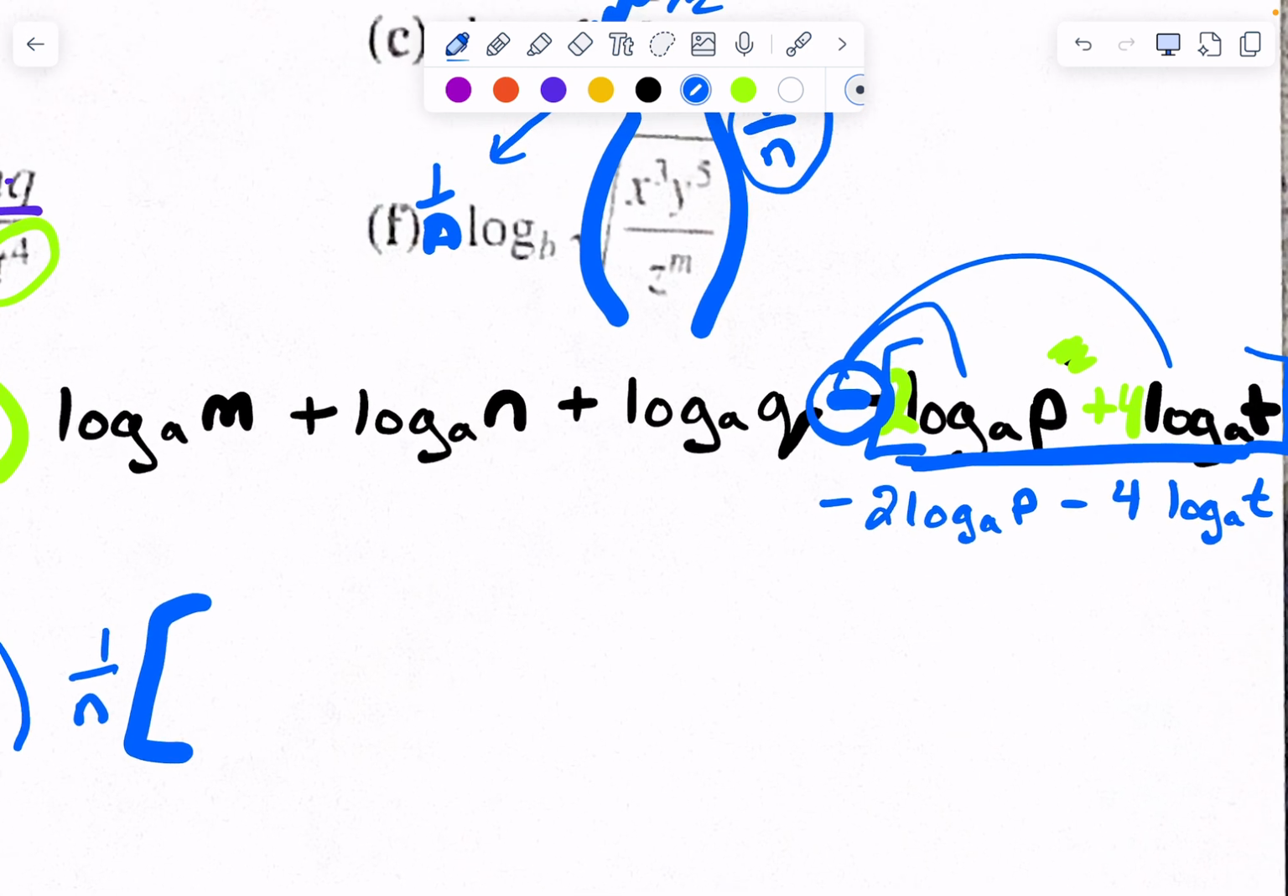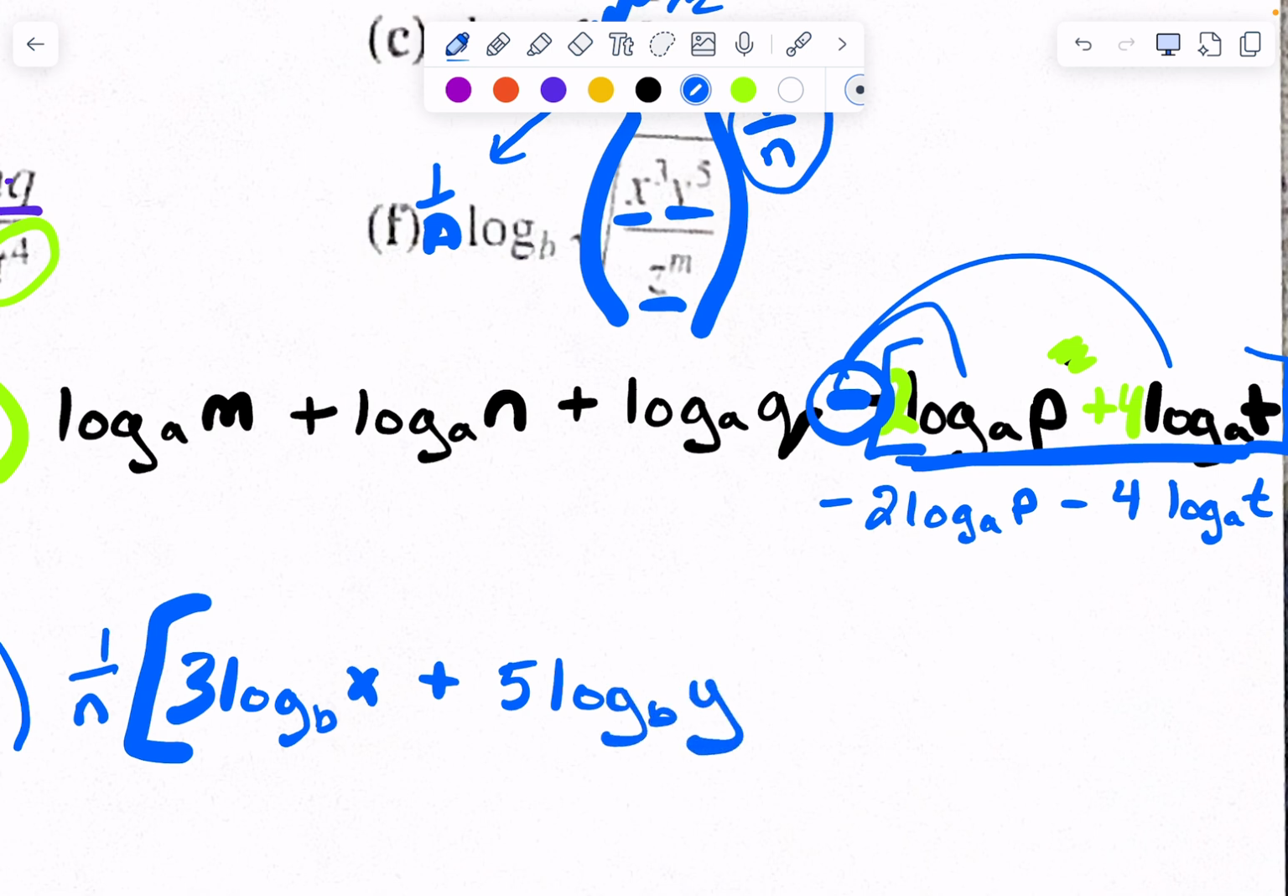So we have 3 pieces, right? We have x's, y's, and z's. So log base b of x, and she wants to put the 3 in front, so that's x to the 3rd. Then plus 5 log base b of y. Yes, exactly. Then minus m log base b of z. The m's going to come to the front. Awesome. That's good. Then the bracket, and the 1 over n is just chilling in the front.